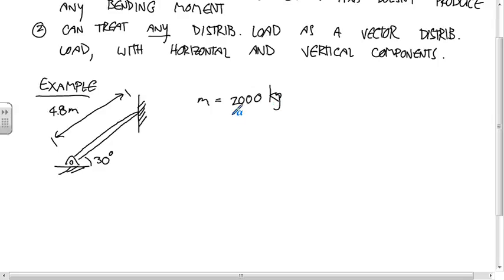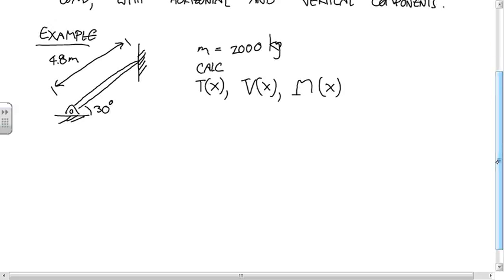And say that we want to calculate the tension as a function of the location along the length, the shear force, and the bending moment. Well, the first step is we want to calculate that reaction force.